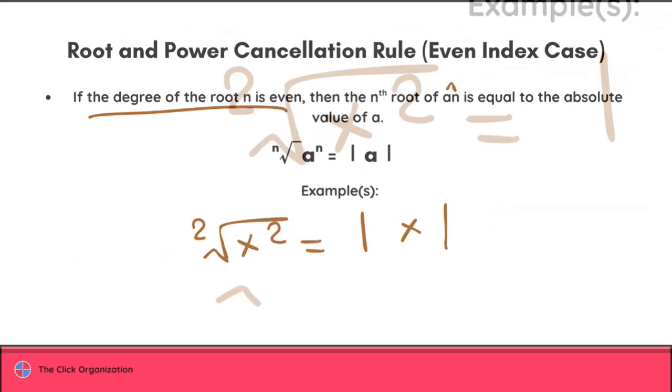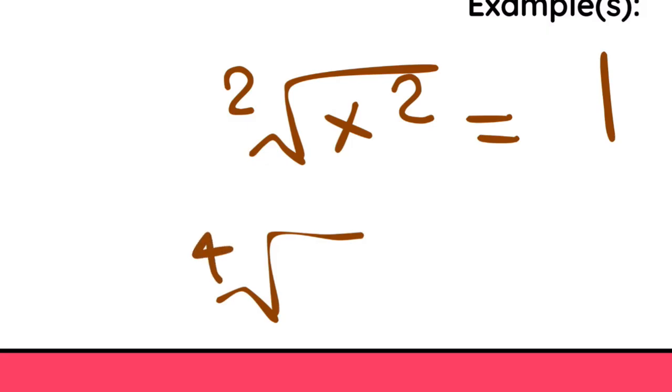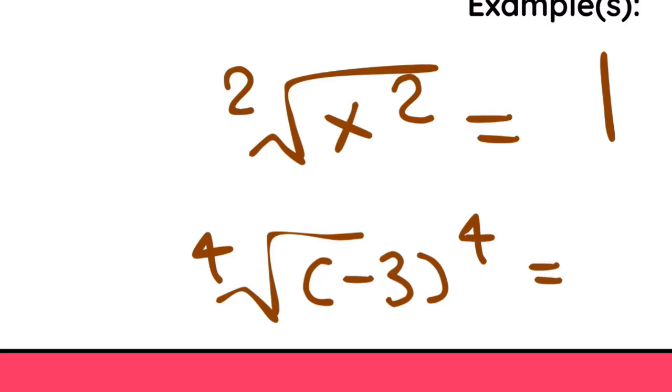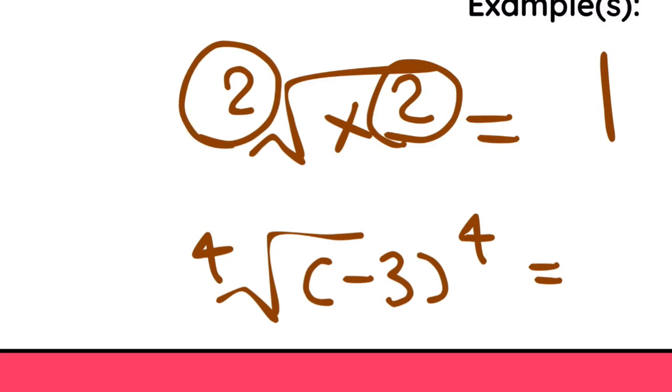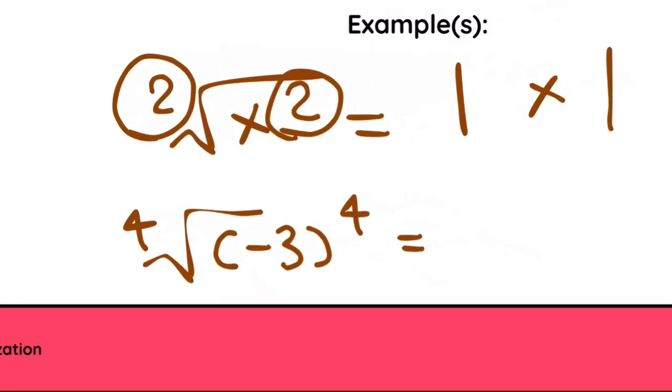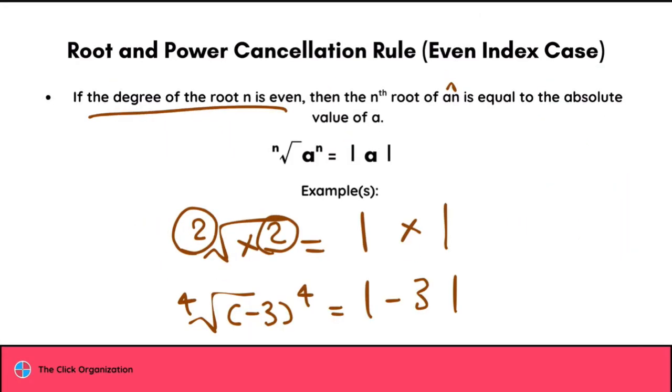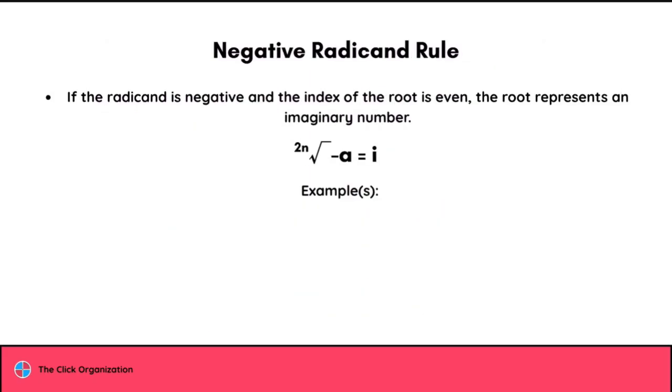Let's do another example. I have the fourth root of the number minus 3 to the power of 4. Okay, please pay attention that the power also needs to be equal to our root or our degree of the root. So when my degree is an even number and it is equal to the power of my radicand, I know that the number should be an absolute value. And the result is our number itself, but in absolute value. This was the fourth rule. Let's go for the fifth one.